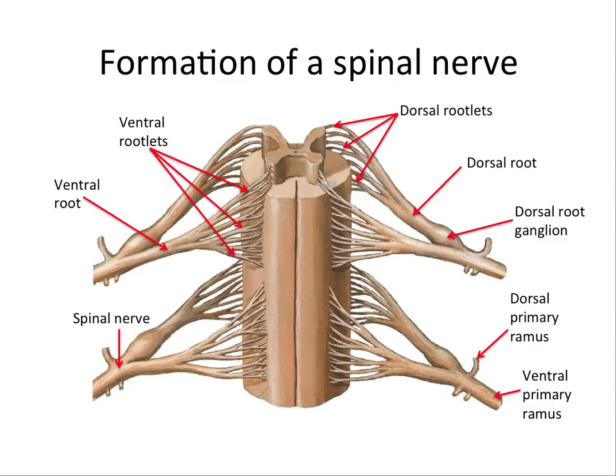Now the key thing to remember with the dorsal and ventral primary rami, the plural for ramus, is that they are mixed motor and sensory. So it's at this point medial to the spinal nerve that they split into sensory and motor, but lateral to that, in the spinal nerve and in the rami, they are mixed sensory and motor.